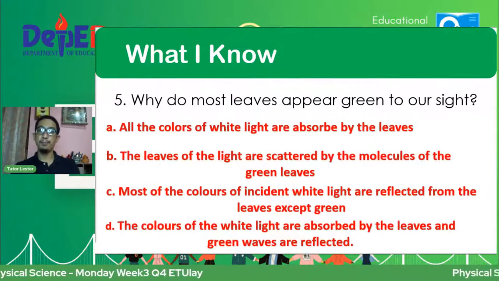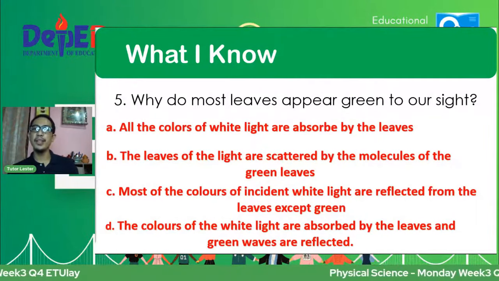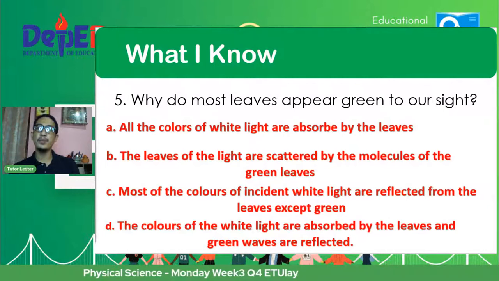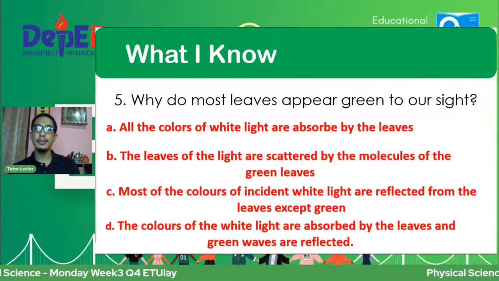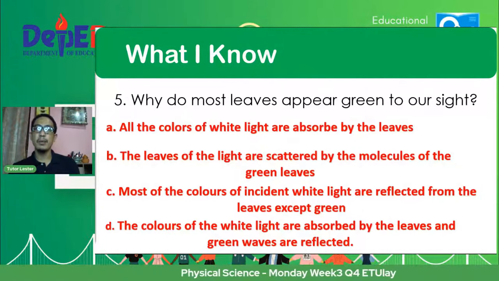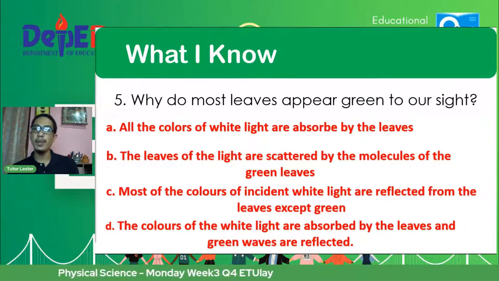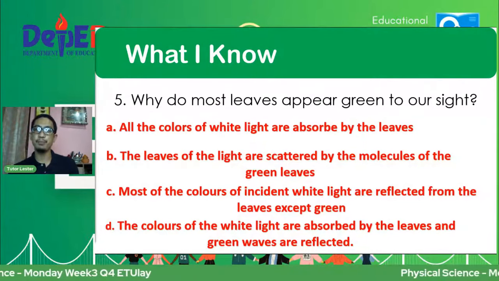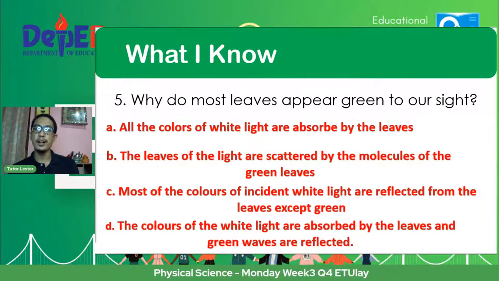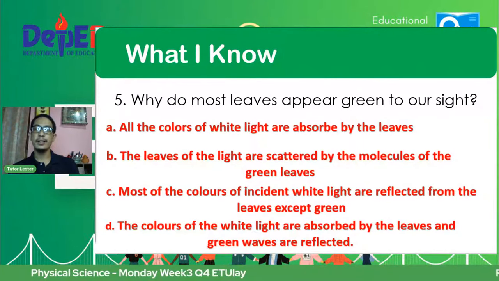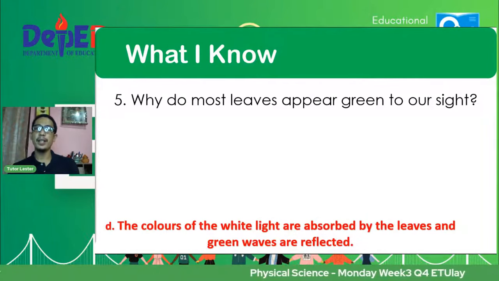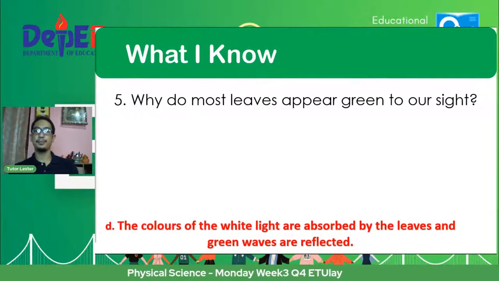Huling katanungan. Why do most leaves appear green to our sight? A. All the colors of white light are absorbed by the leaves. B. The leaves are scattered by the molecules of the green leaves. C. Most of the colors of incident white light are reflected from the leaves except green. D. The colors of white light are absorbed by the leaves and green waves are reflected. Tamang sagot po ay letter D. The colors of white light are absorbed by the leaves and green waves are reflected. Right?